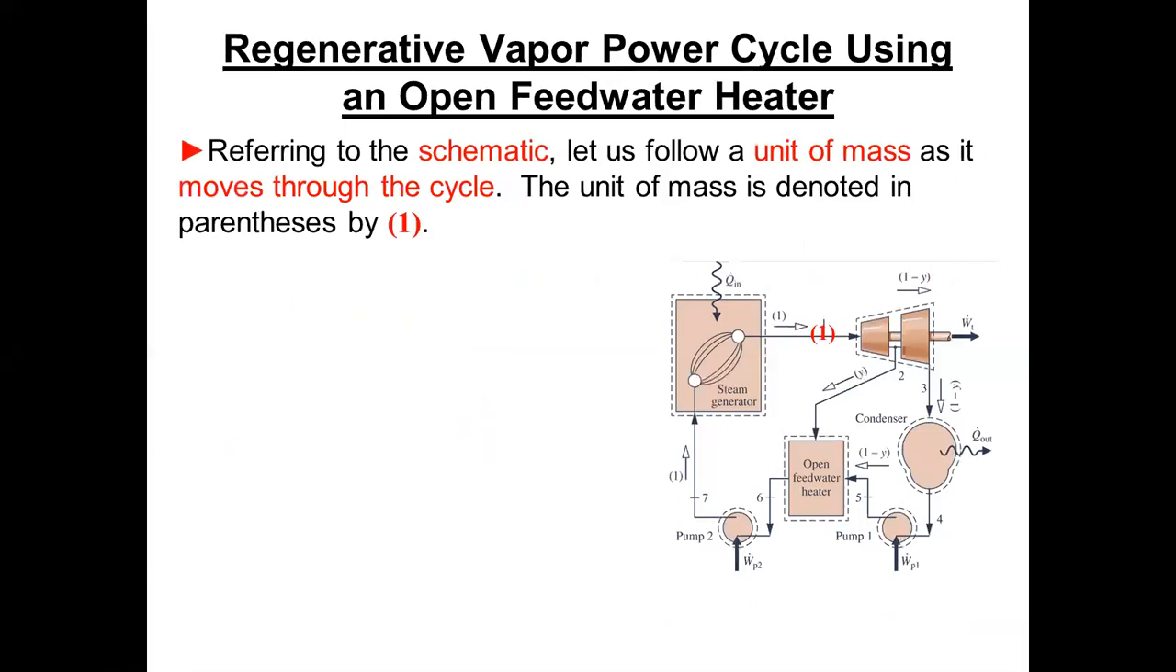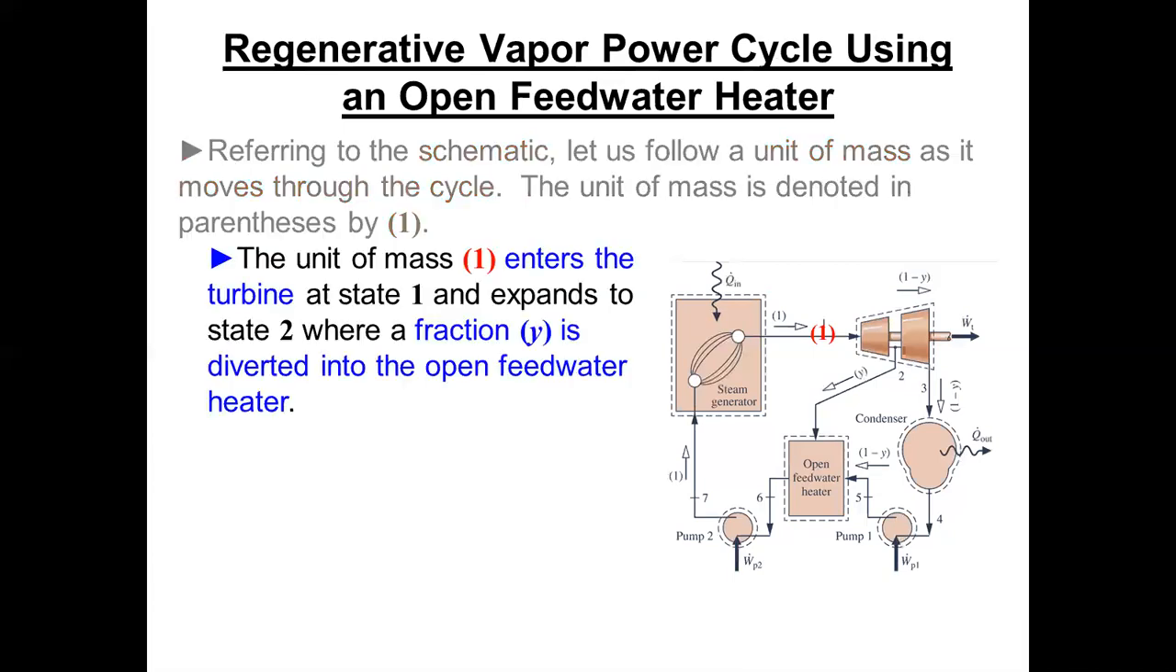Okay, now we're going to trace a unit mass as it moves through the cycle. The unit mass is denoted by the parenthesis 1, and in my description, that's the entire main steam. That's the maximum main steam flow out of the boiler. Like I said, it could be 1,000,000 pounds an hour. The unit mass enters the turbine at 1, expands, creating work, goes into the shaft where the fraction Y is diverted to the open feed water heater.